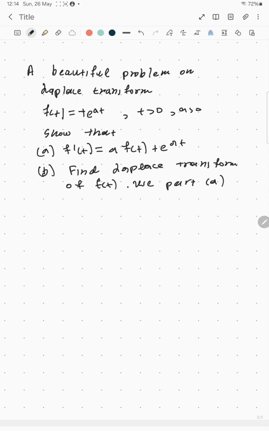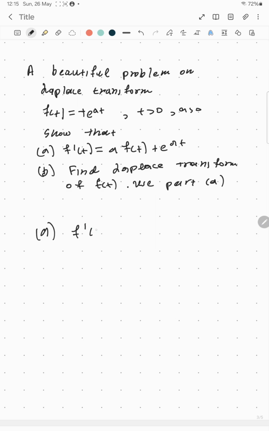This is the first thing that we need to show, and then we would like to find the Laplace transform of the function f of t using part A. We start with the first one.